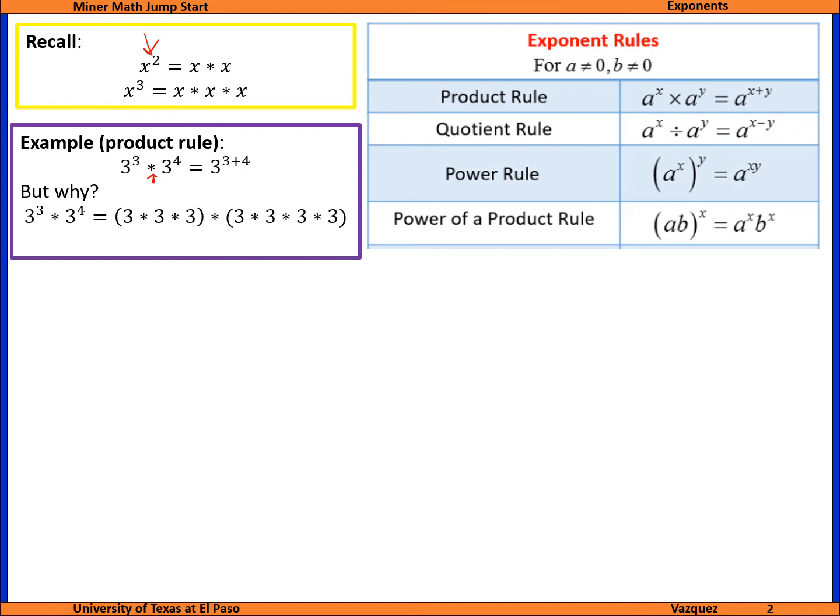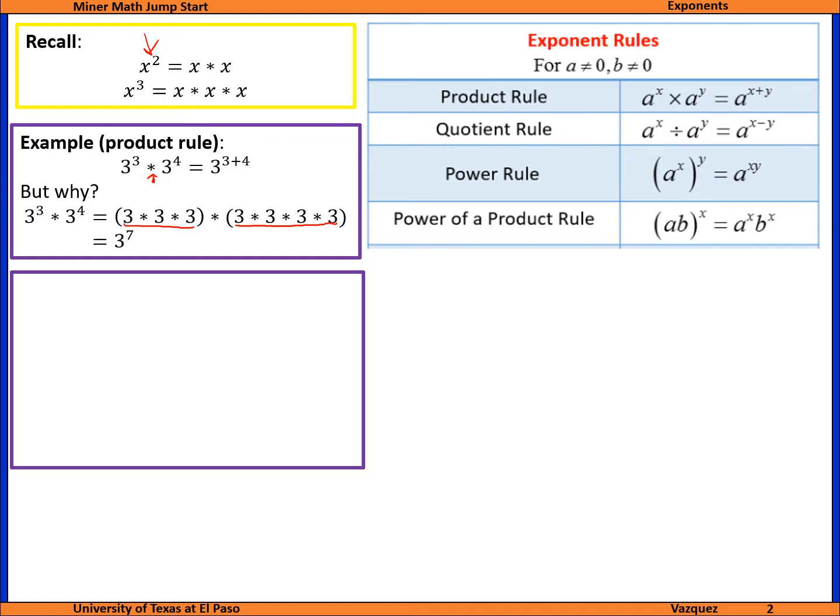Well, we can rewrite 3 to the third power as 3 times 3 times 3, and 3 to the fourth power as 3 times 3 times 3 times 3. And as you can see there, it's just basically multiplying 3 by itself 7 times, so that's why we get 3 to the power of 7. So same base, if they're multiplying, we add the exponents. That is the product rule.